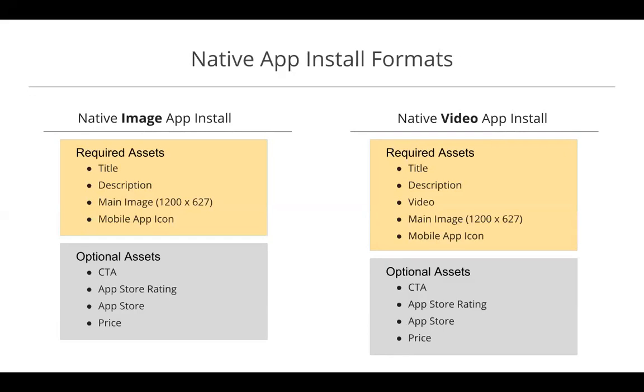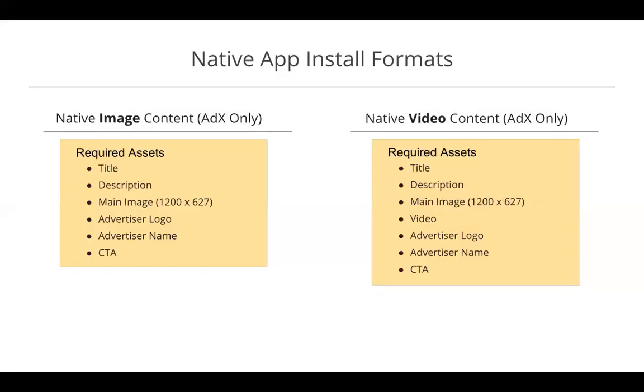And the native video app install is essentially the same format with one additional asset, which is the video. So with these native video formats, they start by displaying the image, and on click, they move into a full screen video experience. So that's why they both have an image and a video.